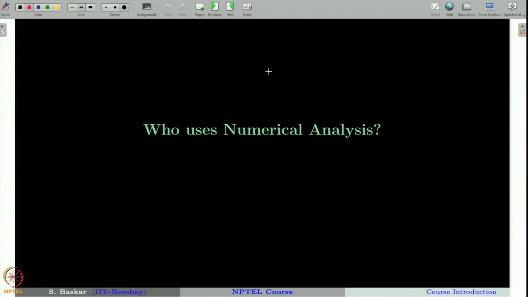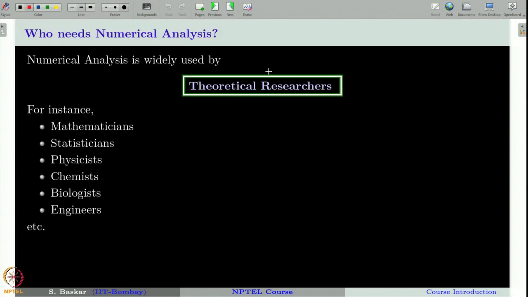Okay, who uses numerical analysis? Well, almost all fields of science and engineering. To list a few, mathematicians, statisticians, physicists, chemists, biologists, and almost all fields of engineering use numerical analysis. And nowadays, even in industries, people use software that in turn runs many numerical methods to generate certain simulations.